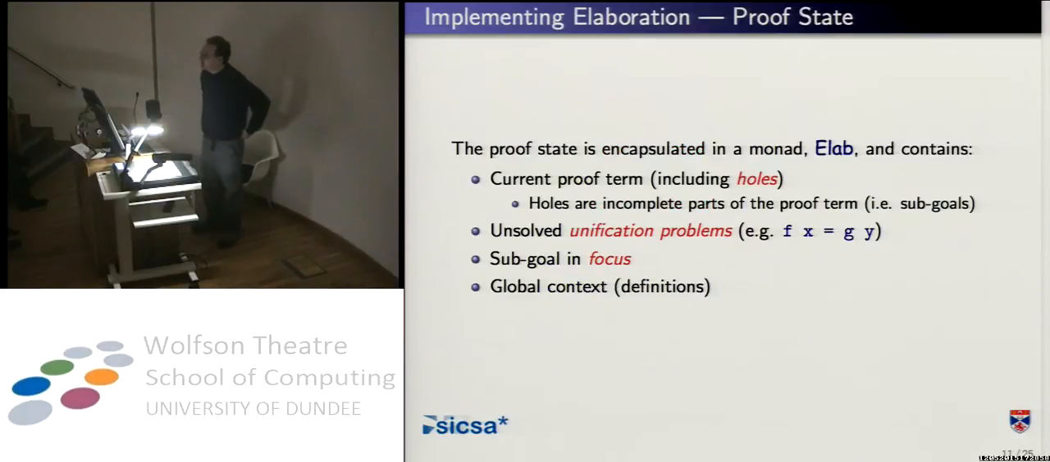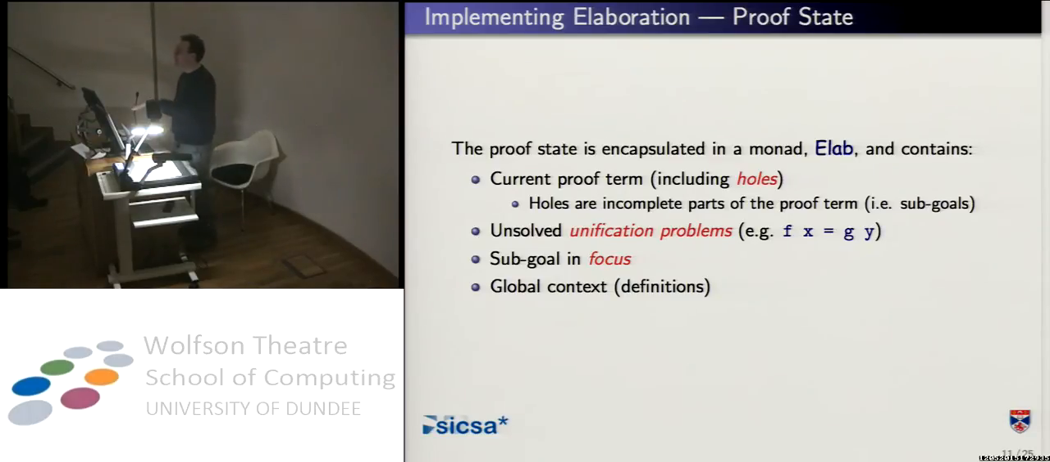Okay, so this is probably the most important part of Idris elaboration: the elab monad. That monad will contain, as we go, everything about the current proof state. So everything about the program we're building, the things we still have to do, the problems we still have to solve, the variables that are in scope, and so on. It will contain the current proof term. That current proof term, as we're working through the program, might contain holes. These are bits of the program that we haven't yet elaborated.